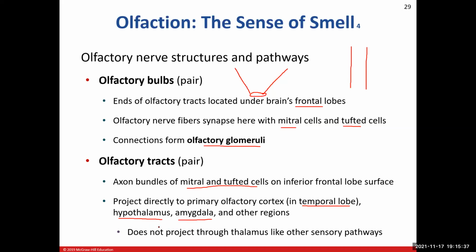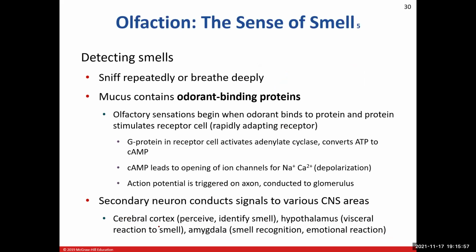But this is an important point right here. The sensory pathway for olfaction does not go to the thalamus. The others do, but olfaction does not. That's a great test question, so please don't miss that.